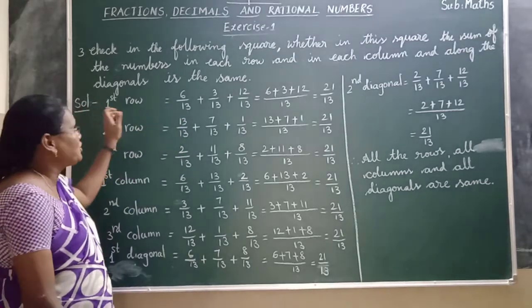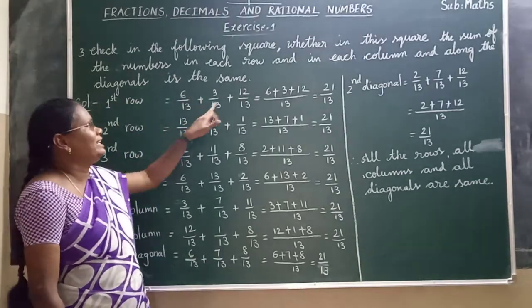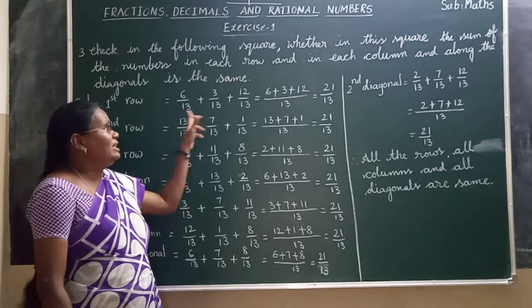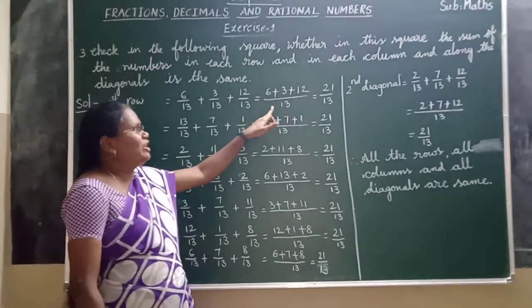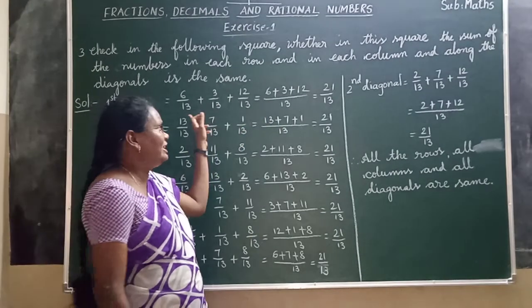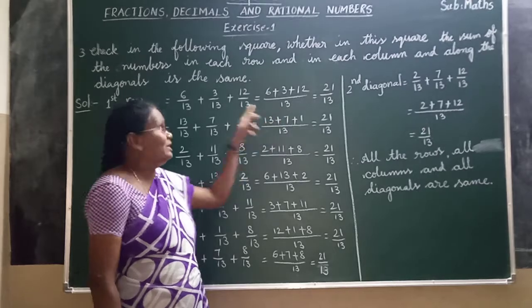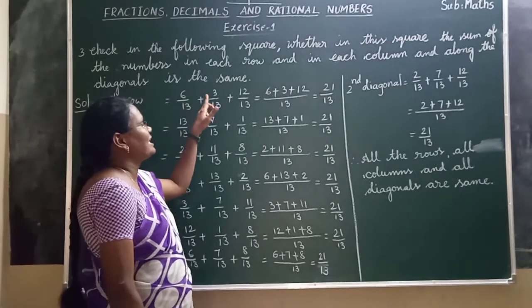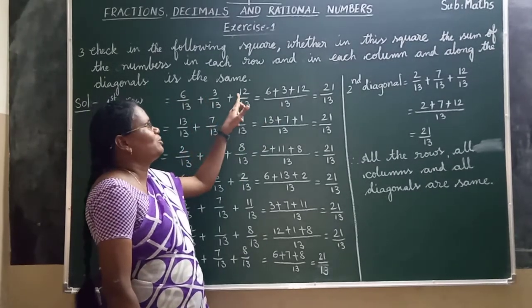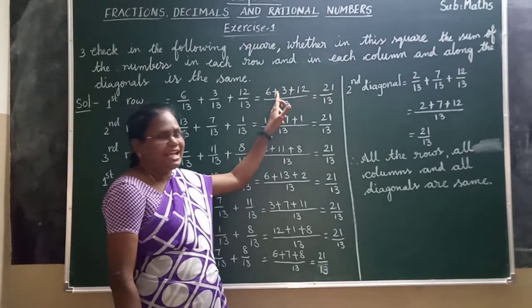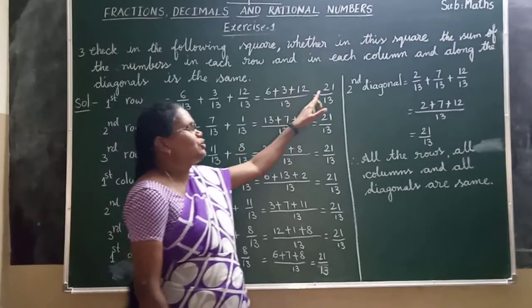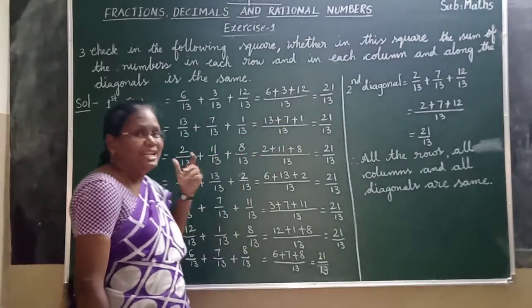See, listen here. First row: 6 by 13 plus 3 by 13 plus 12 by 13. Here all the denominators are same. Write the denominator. What is the LCM here? All the denominators are same, means LCM is 13. What is the first numerator? 6. Second numerator 3, third numerator 12. 6 plus 3 is 9. 9 plus 12 is 21. 21 by 13.